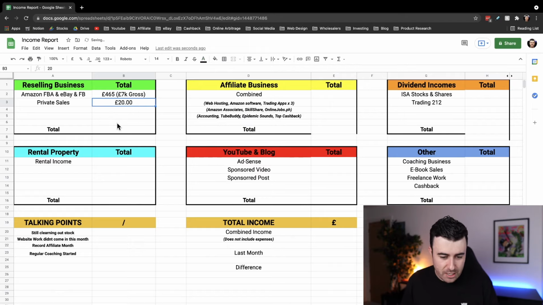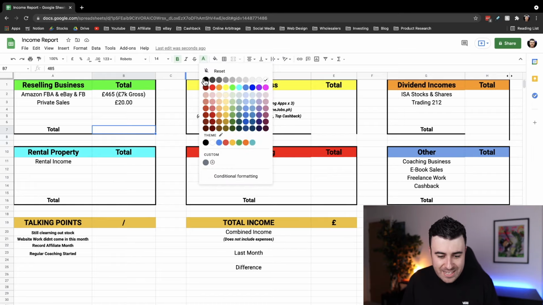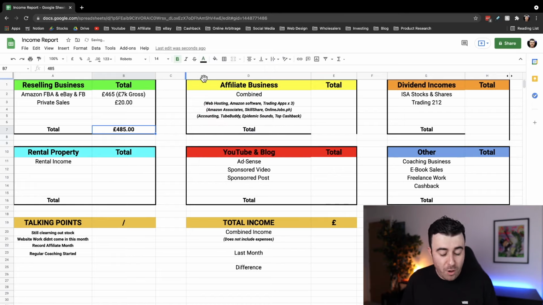It was of course worth a lot more than that when I purchased it, but I was happy to do it as he is a good friend of mine. Total of the reselling business for the month was £485. And like I said, it's normally much higher than that in net profit, but one thing that I've been doing is clearing out all of my stock.